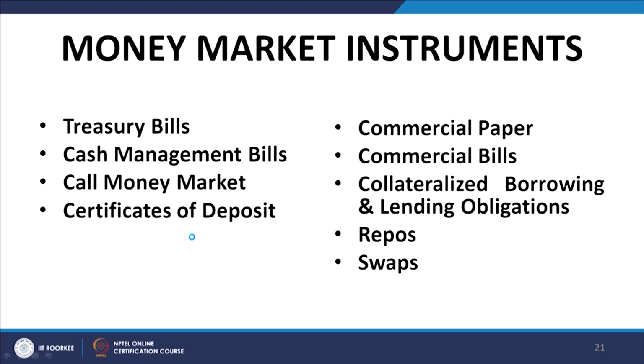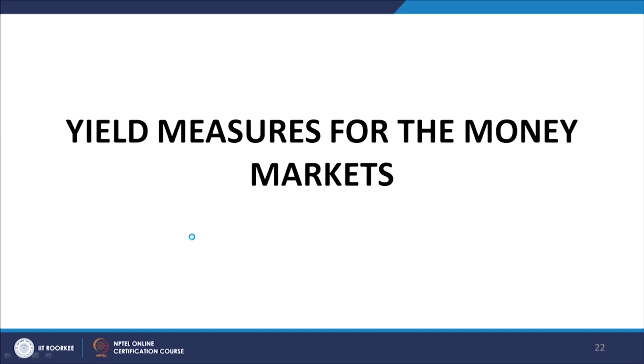The types of instruments that are traded on the money markets. Well, we have a reasonably large spectrum now of instruments that are traded in the money markets. We have treasury bills, we have cash management bills, we have call money markets, which is an interbank market where short term exchanges of money take place. We will come back to it. Certificates of deposits, commercial paper, commercial bills, collateralized borrowing and lending obligations, CBLO, repos and reverse repos, and we also have swaps.